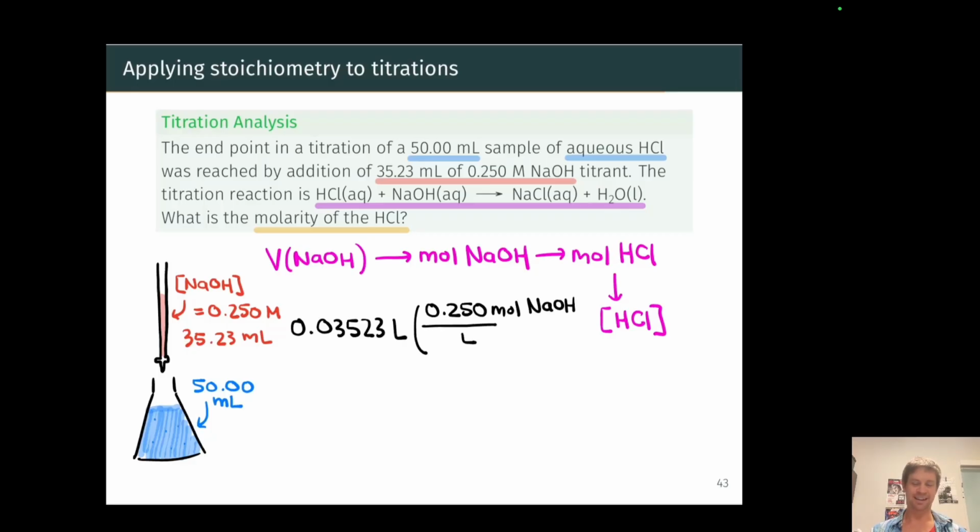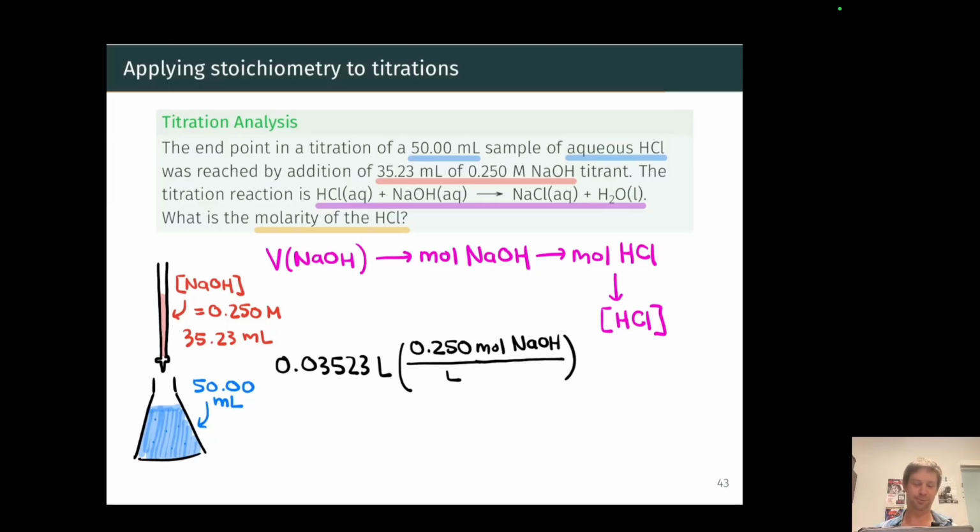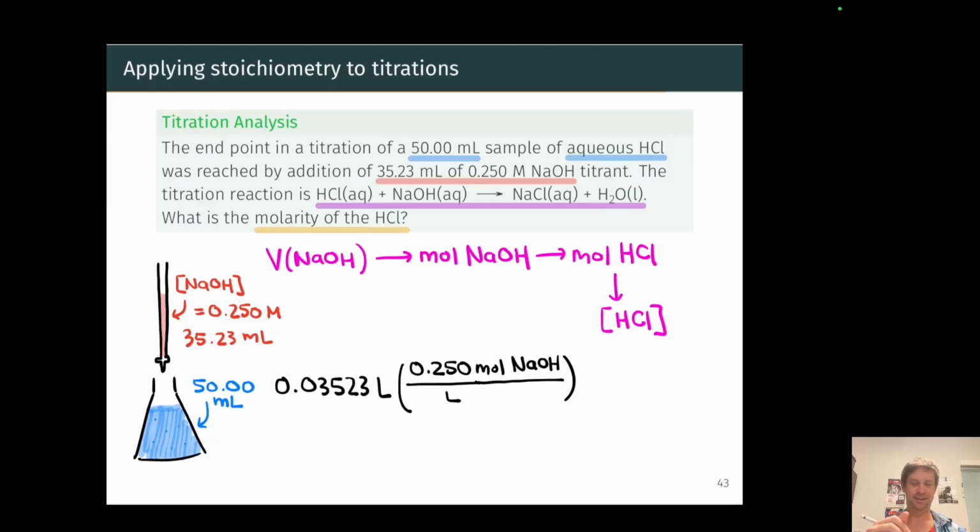I should really tack that on, right? Because we like to carry around chemical formulas when we write moles. I'm running out of room, so I'm going to move this down a little bit. There we go. And now I need to go from the moles of NaOH to the moles of HCl. Thankfully, one HCl reacts with one NaOH in the titration reaction here. This is the reaction that occurs as we drip that titrant into the analyte solution in the Erlenmeyer flask.